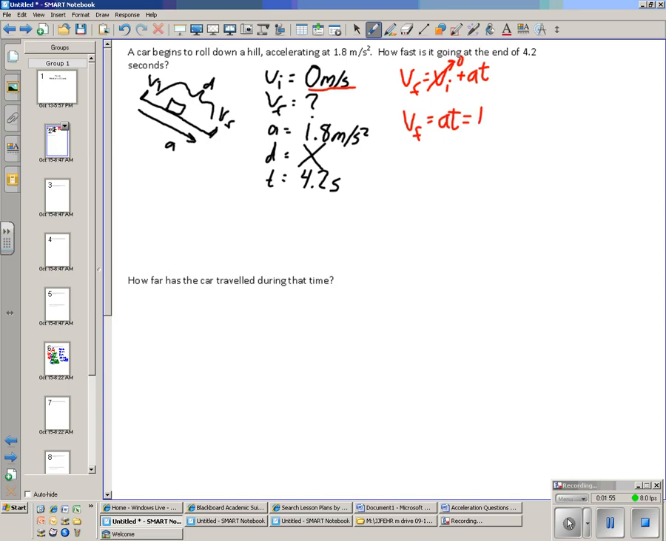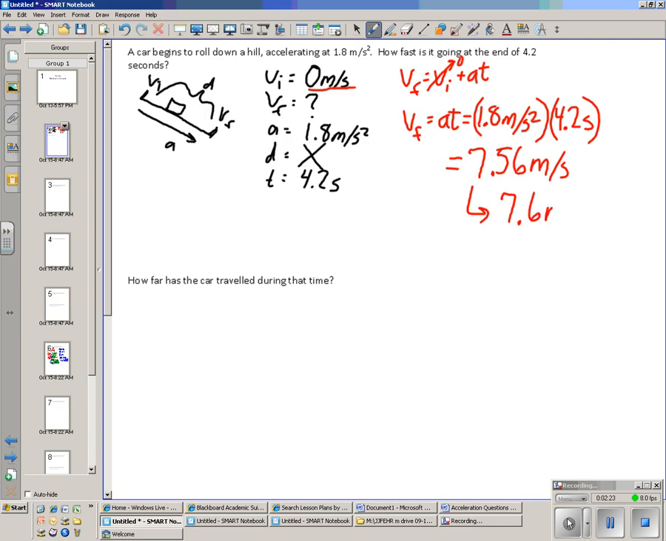Now I can start plugging in. I have 1.8 meters per second squared, multiplied by the time, which is 4.2 seconds. And I tap that into my calculator. 7.56 meters per second. Of course, with significant digits, that should be about 7.6 meters per second.